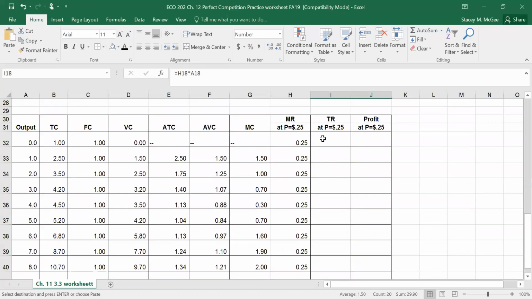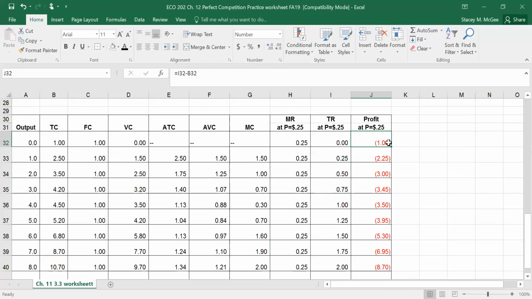So total revenue is still going to be the price times the number of units she makes. If she makes 1, she earns 25 cents. If she makes 2, she earns 50 cents. If she makes 3, she earns 75 cents. So here's her loss. And we can see here's her best loss.